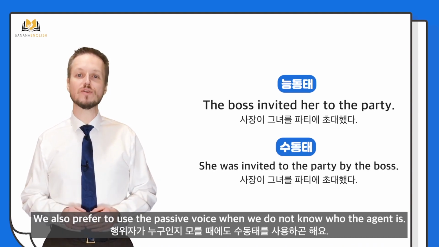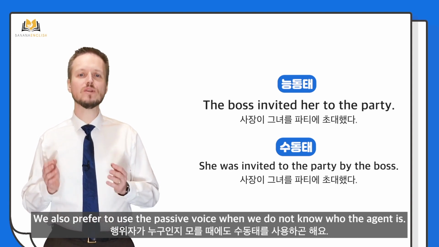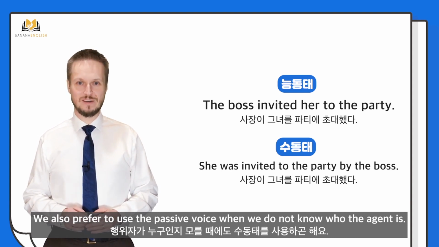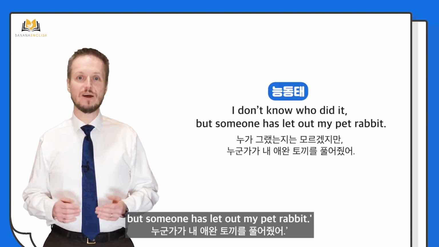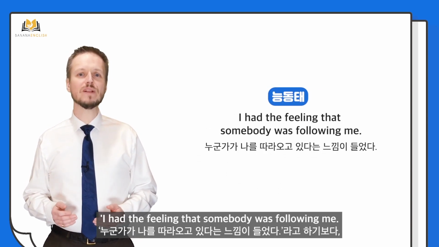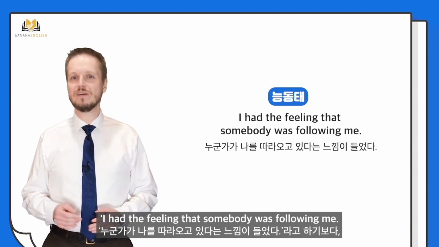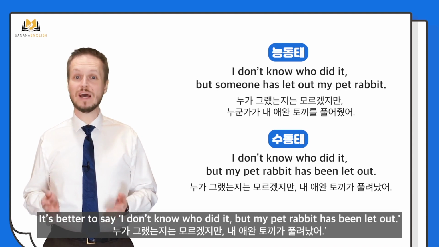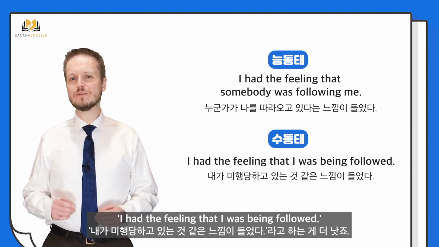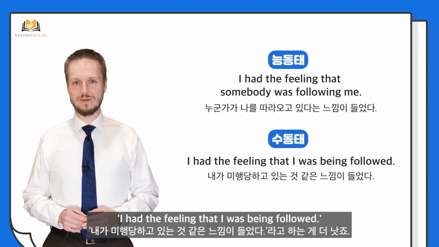We also prefer to use the passive voice when we do not know who the agent is. So instead of saying, "I don't know who did it, but someone has let out my pet rabbit," or "I had the feeling that somebody was following me," it is better to say, "I don't know who did it, but my pet rabbit has been let out." "I had the feeling that I was being followed."